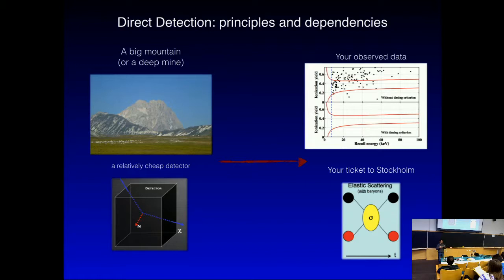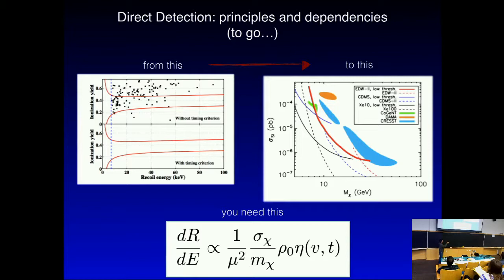But then how to interpret that signal in terms of the real dark matter parameters depends on your expected rate, and your expected rate will depend on all the characteristics of the detector, on the scattering cross-section and the mass that you are looking for, and the dark matter density around you and the velocity structure, okay? So if you want to know these and you observe these, you have to know this stuff, the dark matter density around you.